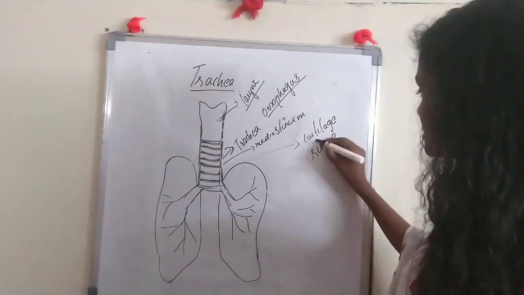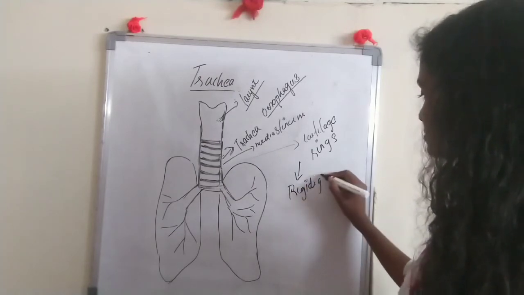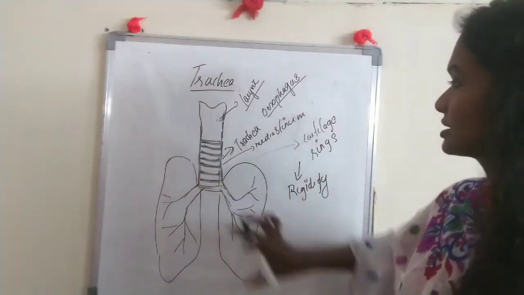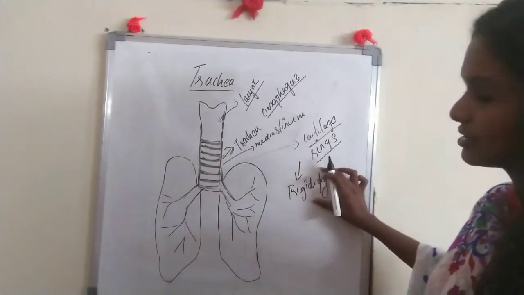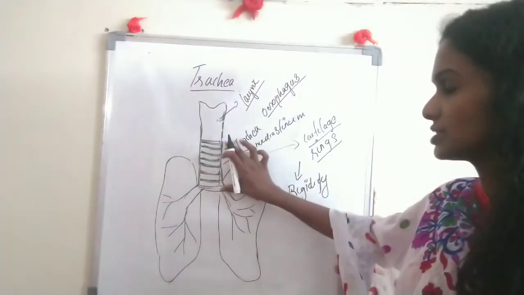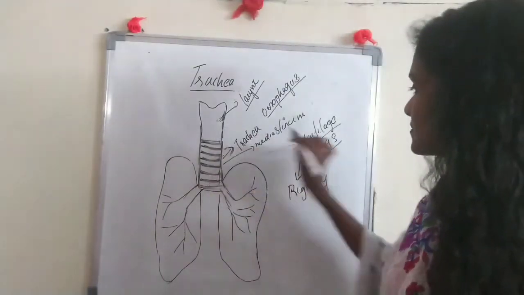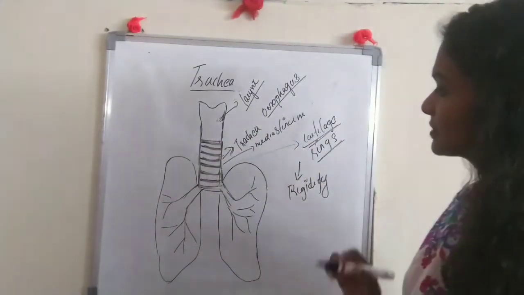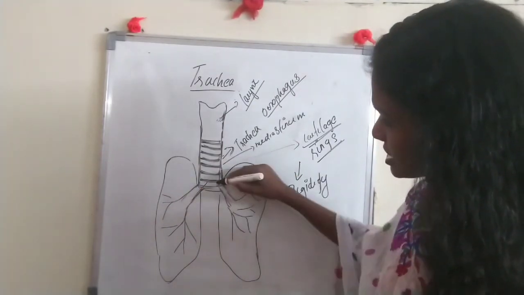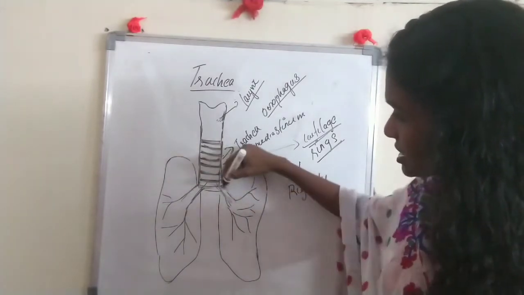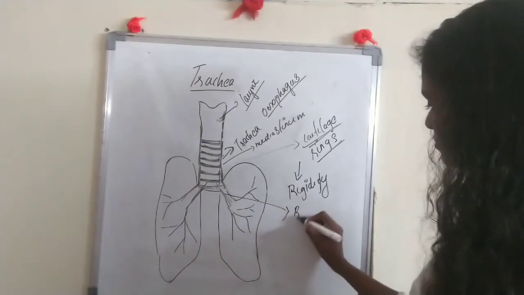Cartilage rings, which provide rigidity for the walls of the trachea. Okay, so these rings are known as cartilage rings, and they provide rigidity for the walls of the trachea. And also they keep the trachea always open due to the presence of these cartilage rings. Okay. And at the sternal level, this trachea is divided into two. So these two pipes are known as bronchi.